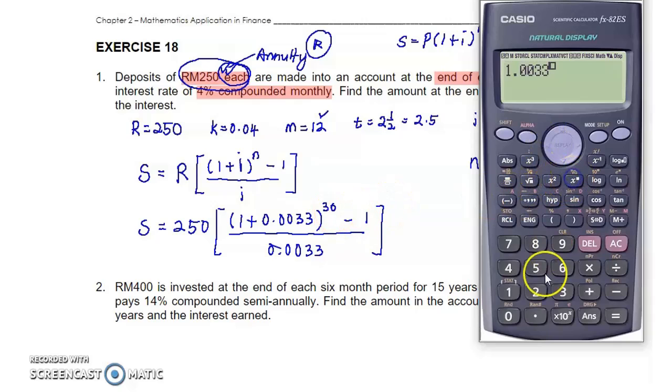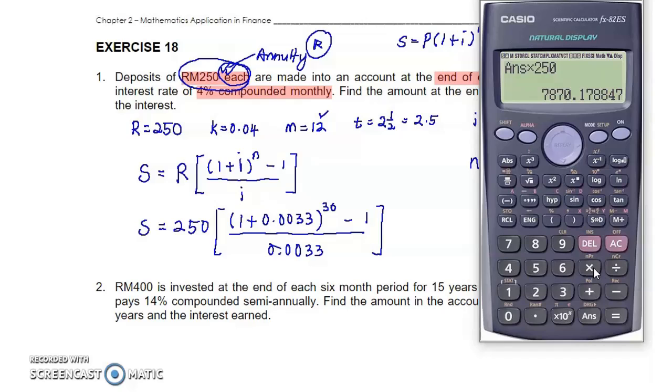Power 30, and then minus 1, so you can just directly press equal. And then minus 1, and then again press equal. Okay, now divide by the value I, 0.0033, equal. So this is the value inside the bracket. And then multiply by 250. I show it this way because some of you do not know how to press the calculator directly. So you can calculate one by one like I showed before.